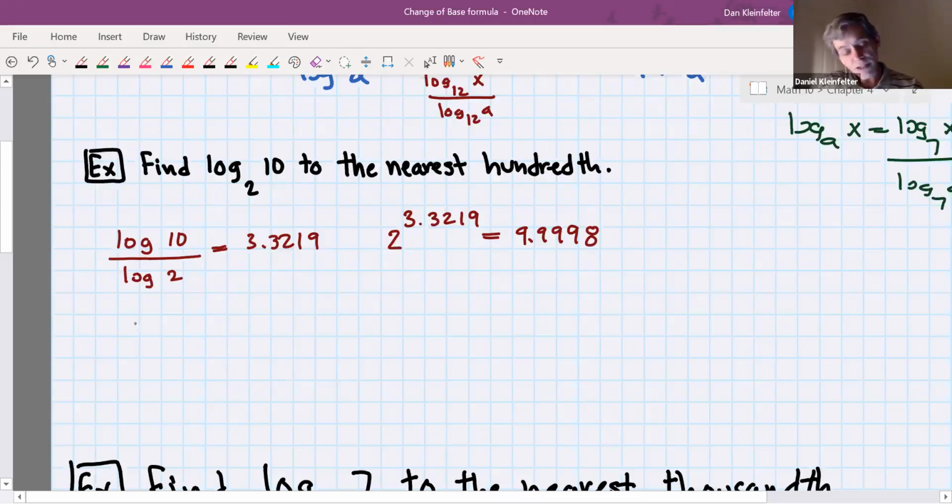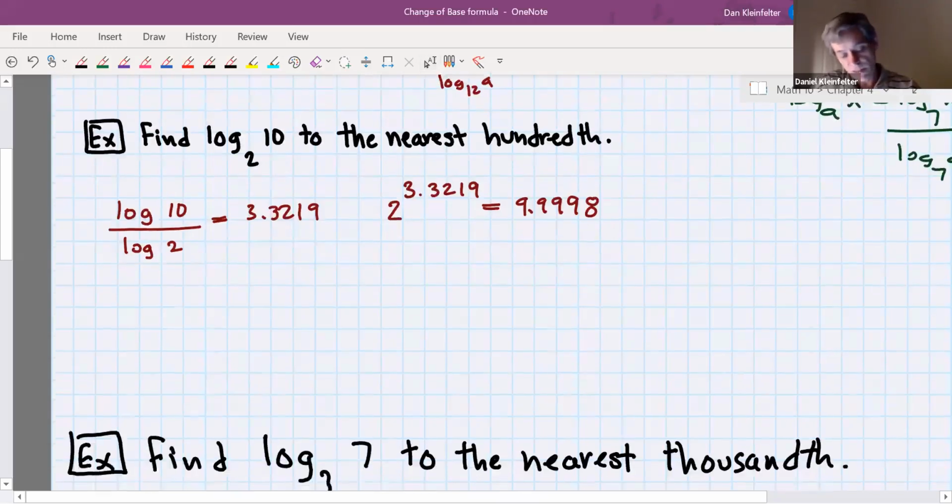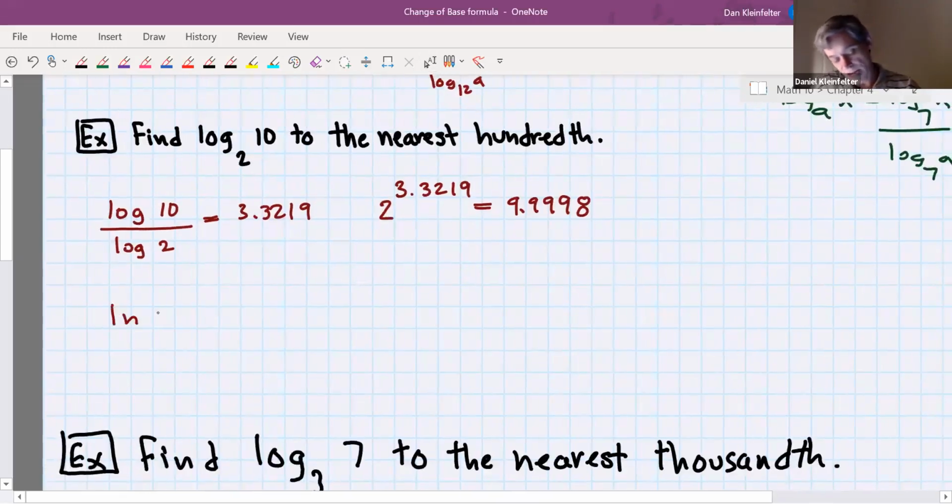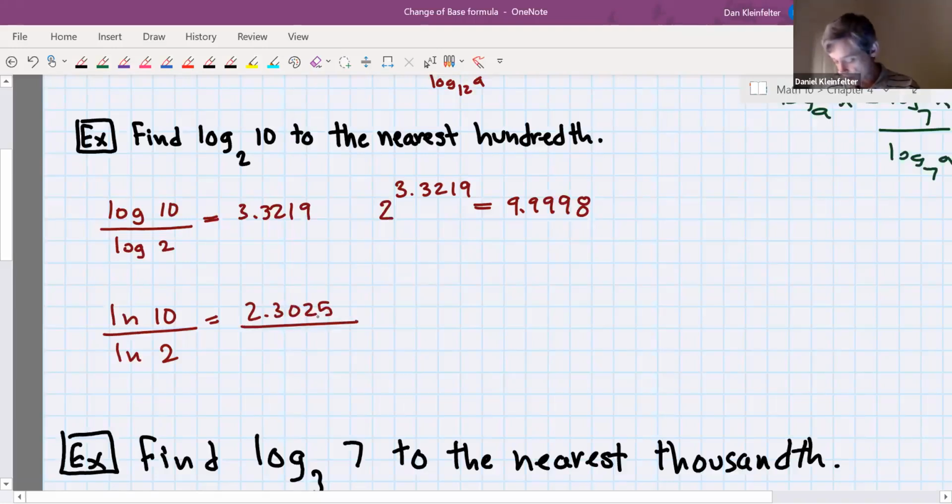Okay, so now, just to show that you can do it, let me do the natural log one. Natural log 10 divided by natural log 2. Okay, natural log 10 is 2.3025. And natural log 2 is 0.693.